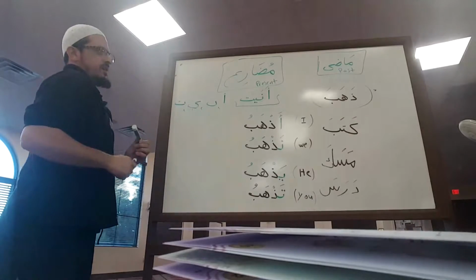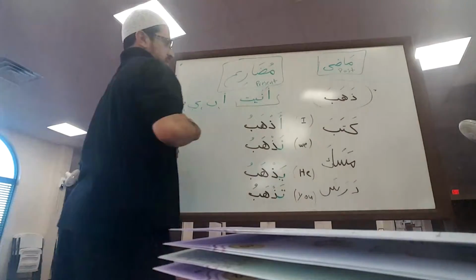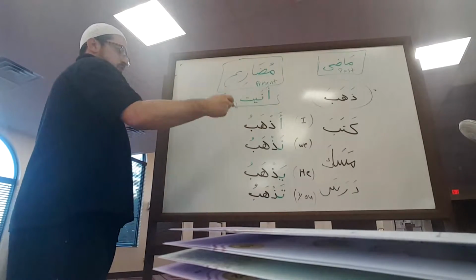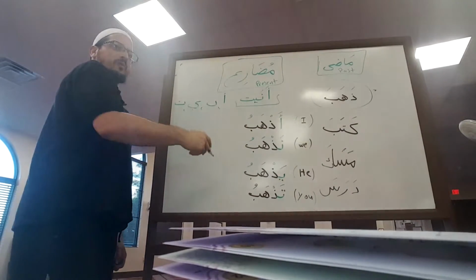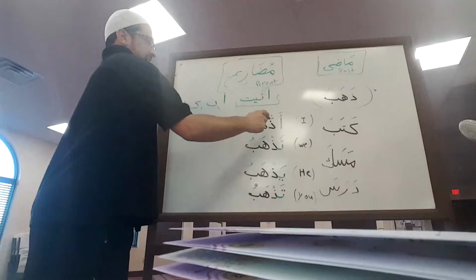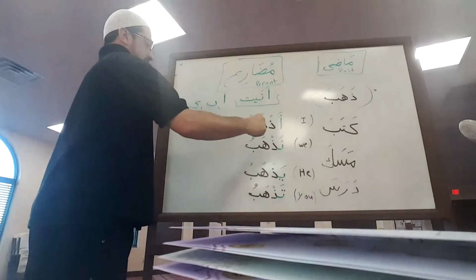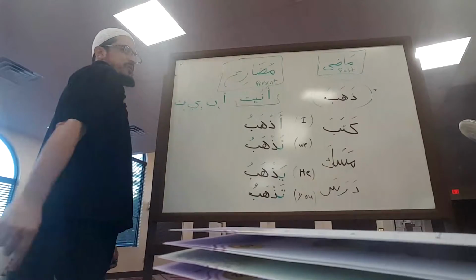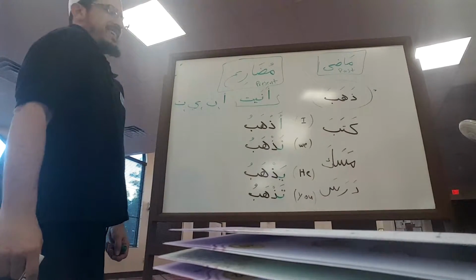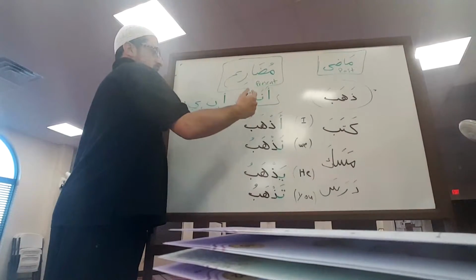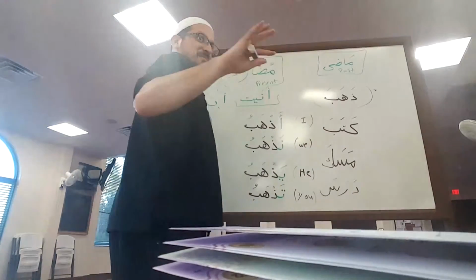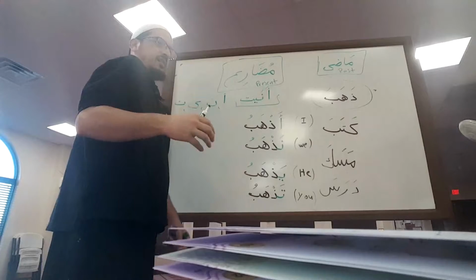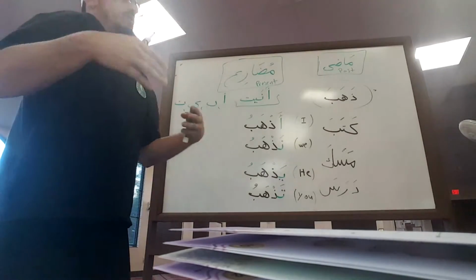Tadhabu. So this is just one letter. Dhahaba, adhabu, nadhabu, yadhabu, tadhabu. Adhabu, I go. Nadhabu, we go. Yadhabu, he goes. Tadhabu, you go. I see what you're doing. Just know that it changes at the start, but through repetition you get it. Once you have a whole chart and you review it, it's easy.